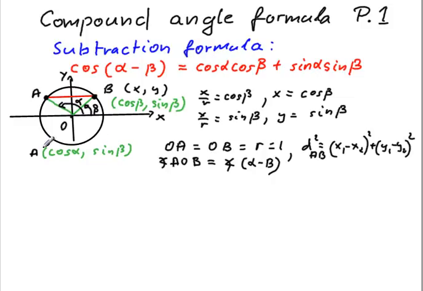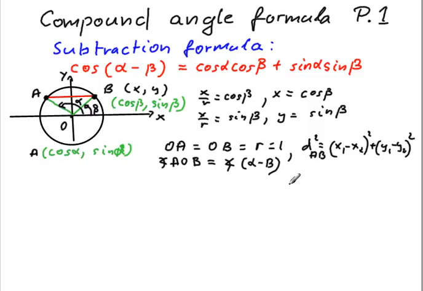Similarly, we will do the same approach to point A, where instead of having x and y coordinate, we would use cos alpha and sine alpha right here. Okay, so we have to be consistent. So both points are expressed in terms of polar coordinates. Now, once again, remember that OA and OB are equal to 1.